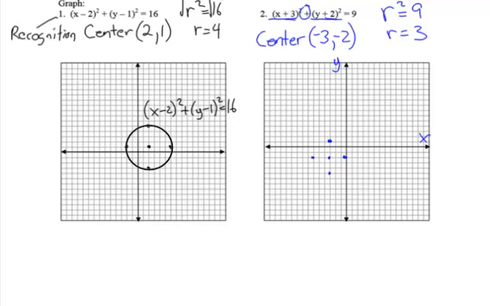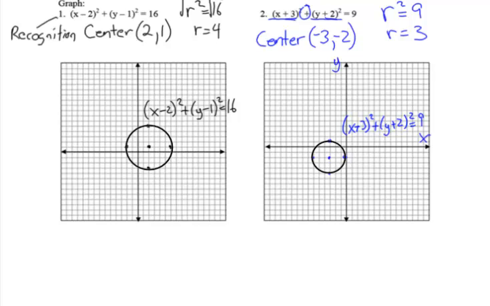Take your compass and connect the points of your circle and label it, which is x plus 3 quantity squared plus y minus 2 quantity squared equals 9.